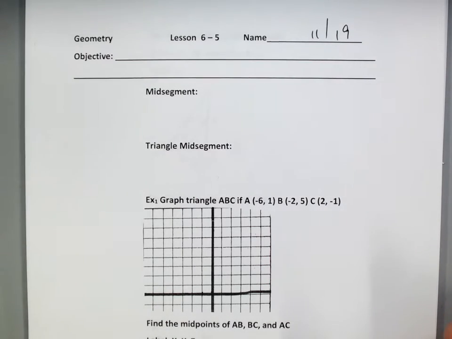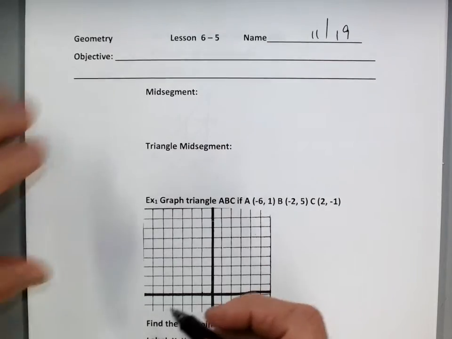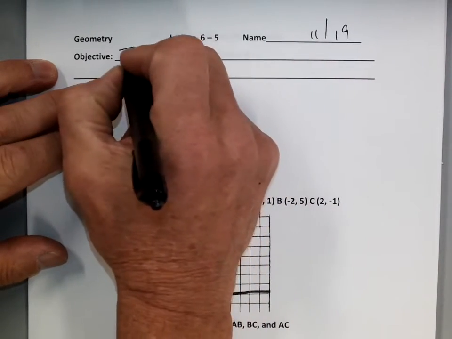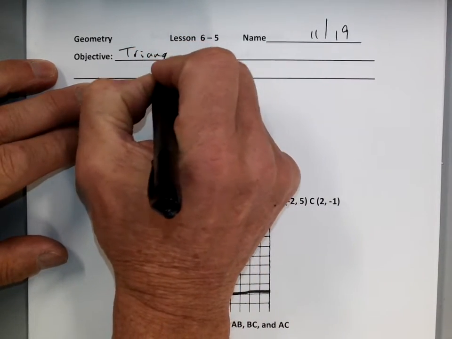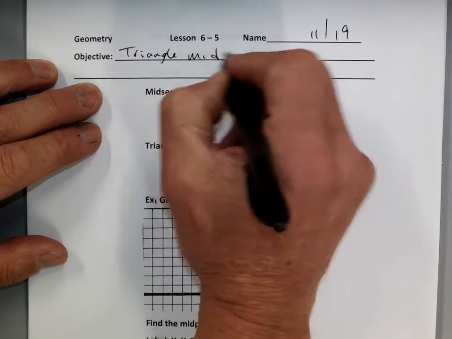So today's lesson's pretty easy. It's kind of nice that we've moved away from a lot of algebra into geometry, because geometry is so much easier than algebra, and that's why we don't do a lot of geometry, because you already know it. Anyway, let's talk today about triangle mid-segment. Today's objective is a triangle mid-segment.